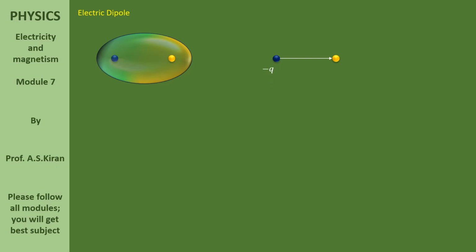Yes. There is minus q, there is plus q, and there is d bar. Of course, we can consider a midpoint for this vector. Please remember, once again, it is a note for you. The dipole axis is a vector quantity. It is directed from negative charge to positive charge. Please remember that.